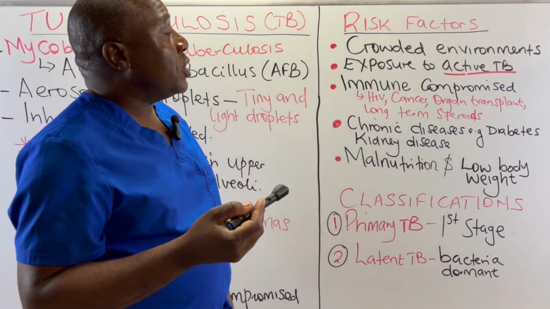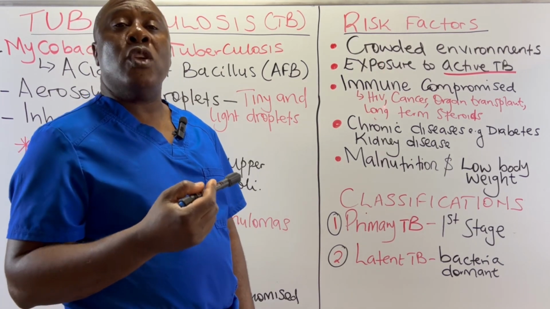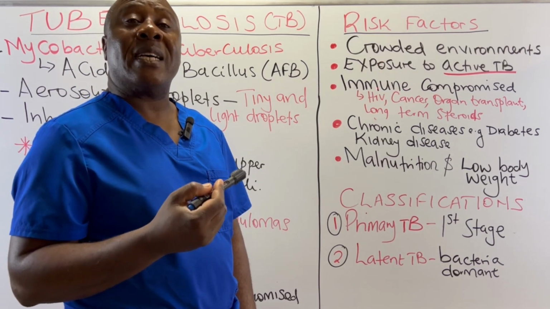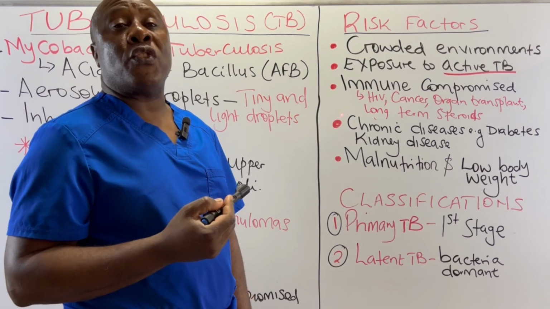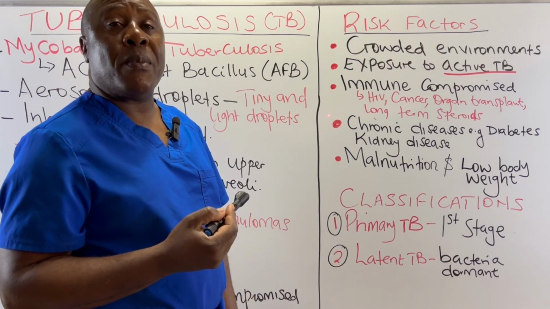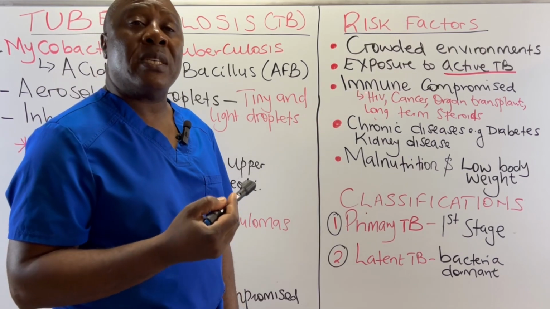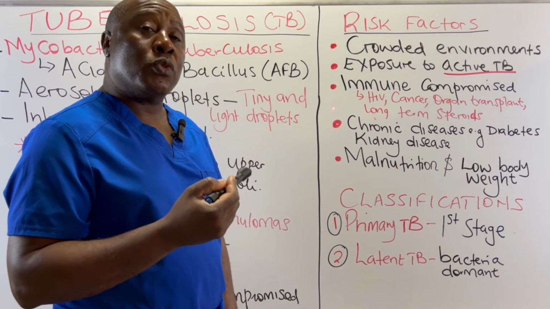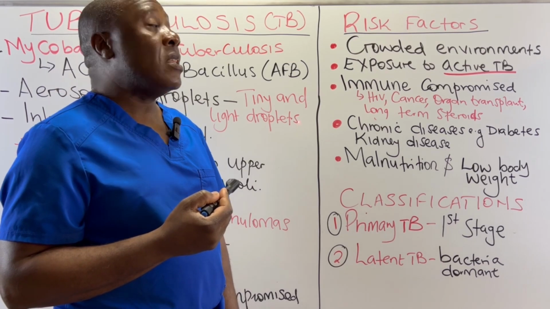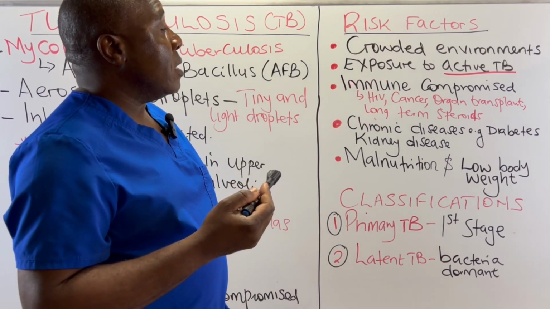Then we have exposure to active TB. If you come into contact with a patient who has active TB, you stand a chance of contracting that bacteria. For example, the family members of that patient with active TB, because they spend long hours in close proximity to that patient, they stand a chance of contracting the bacteria.